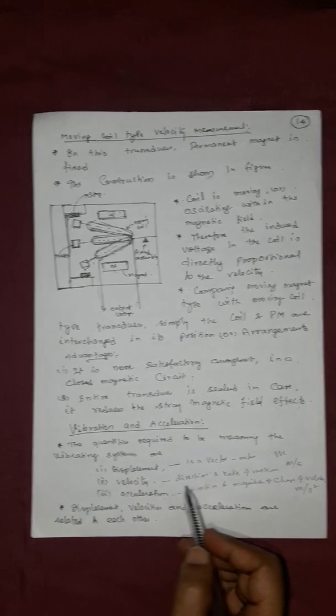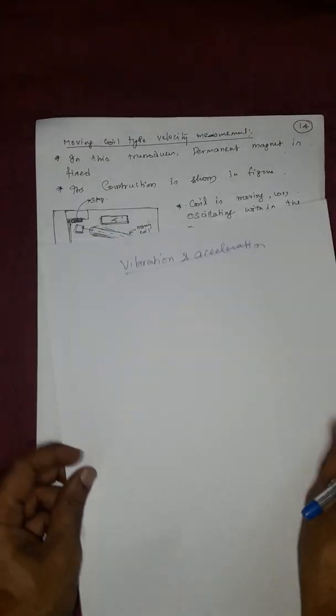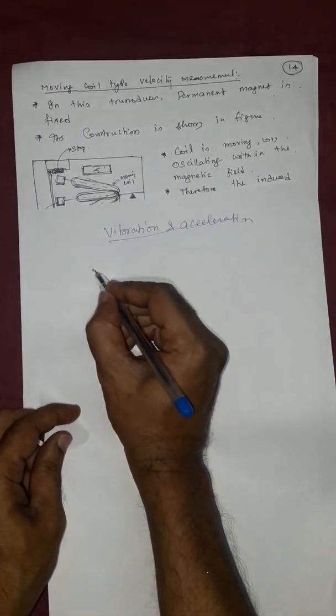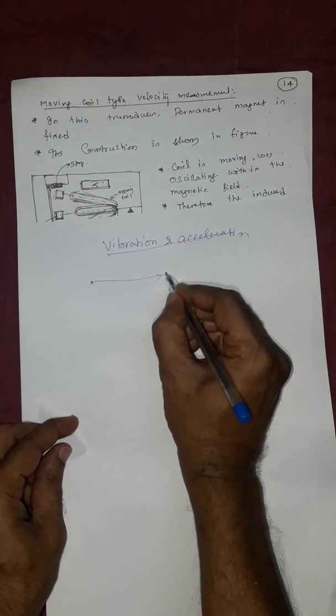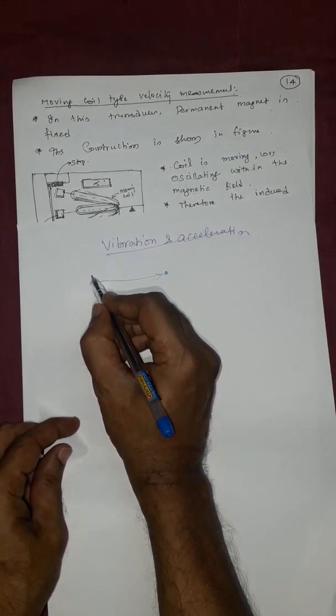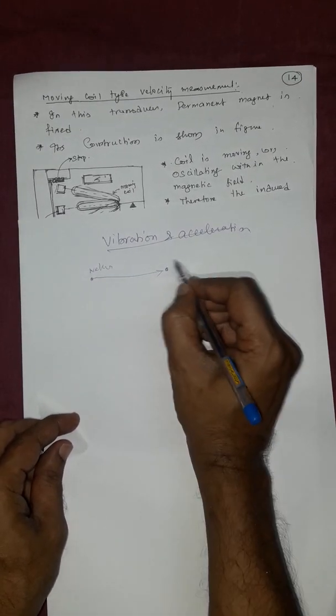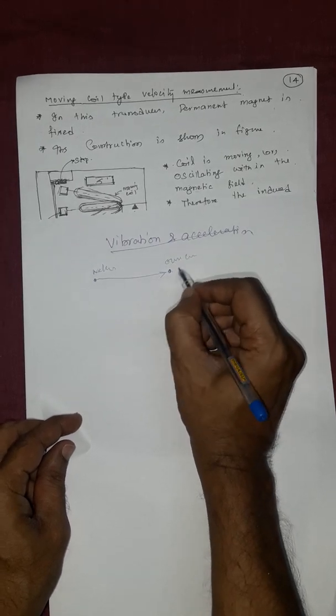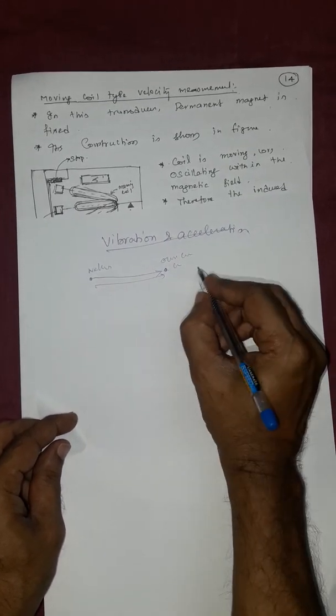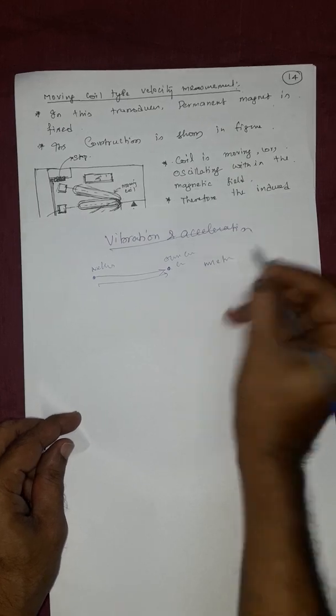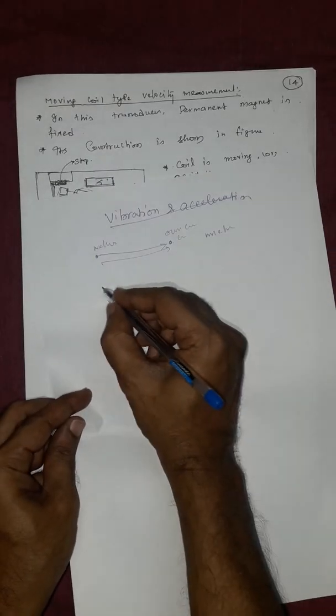What is a displacement? Displacement means a person moves from one point to another point. Suppose you are moving from Nellore to our college, Gudu. So this is a displacement. Its unit is meter.